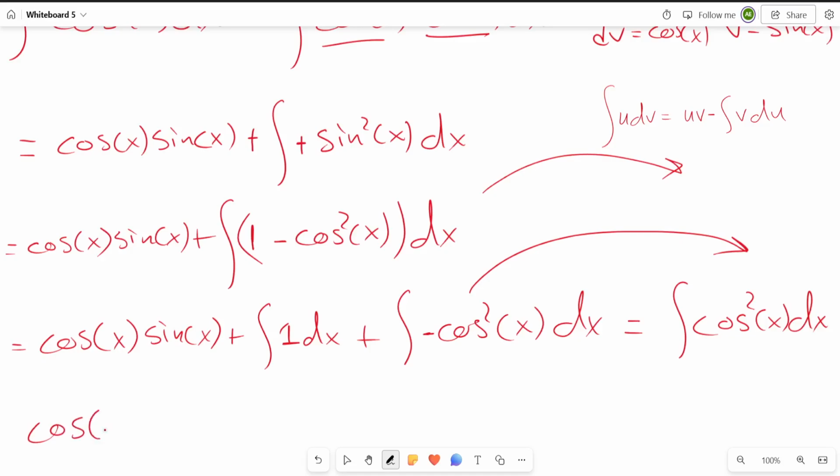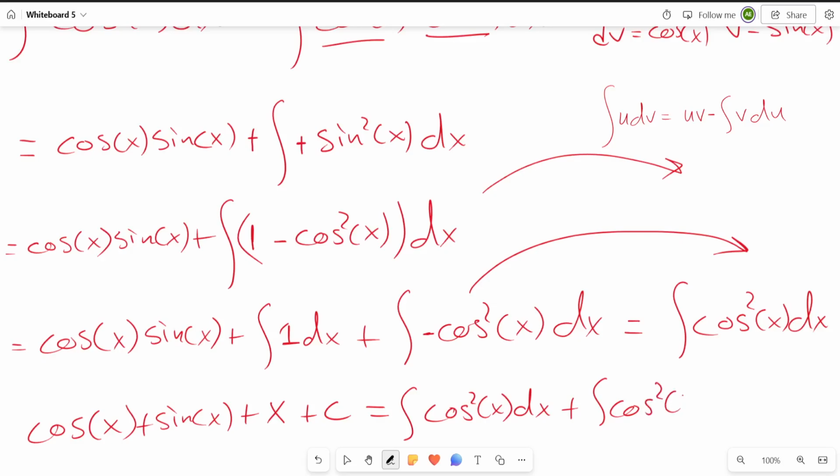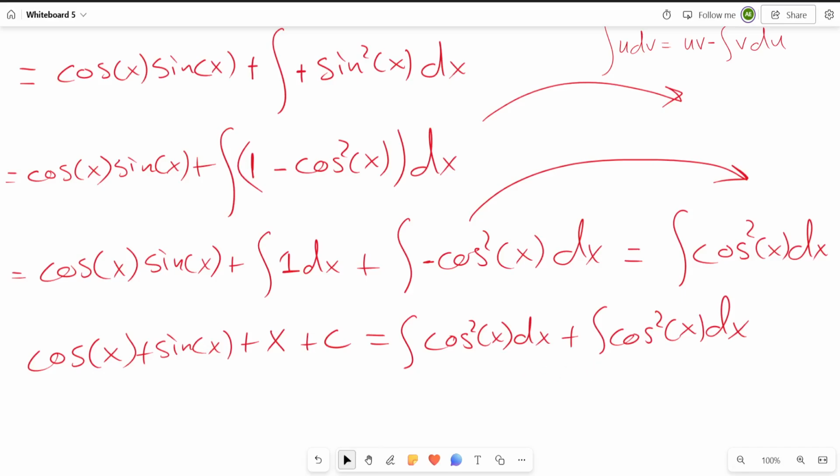So cosine x sine x plus, what's the integration of 1 dx? That's simply x, and then I have a plus c over here, equal to integration, when this moves to the other side, is going to become positive, cosine squared of x dx plus integration of cosine squared of x dx. And combining those two together, I can say that they are basically 2 cosine squared of x dx.